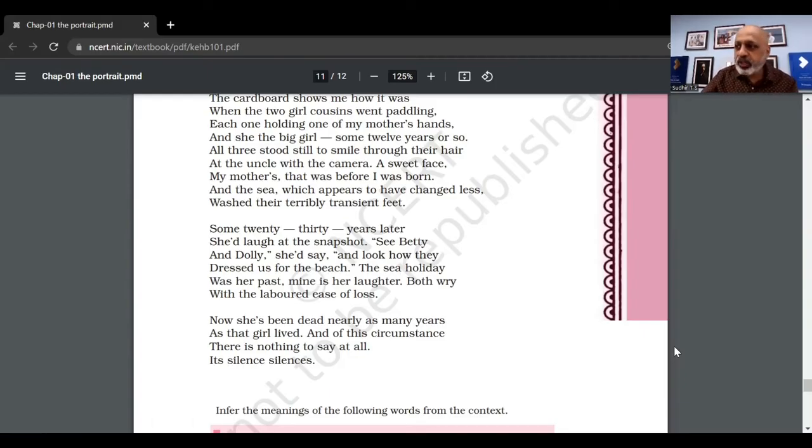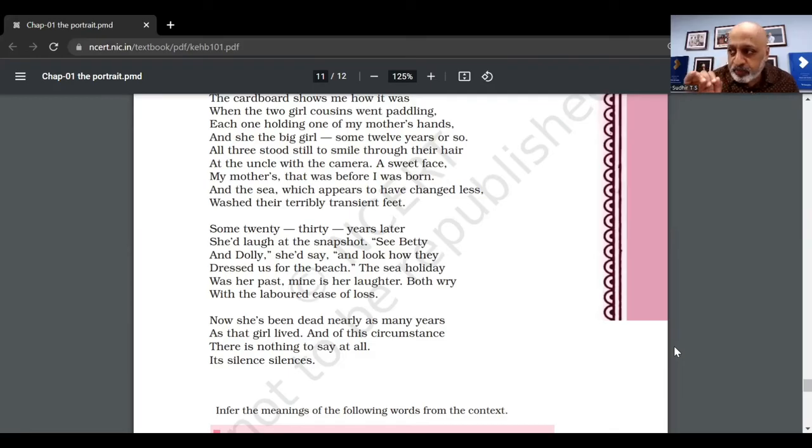Last stanza. Now she has been dead nearly as many years as that girl lived. 12 saal ki umar, and it has been 12 years since the mother died. And of this circumstance, there is nothing to say at all. It's silence, silences. Another beautiful line.